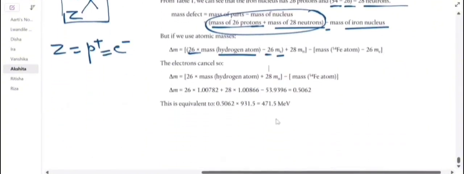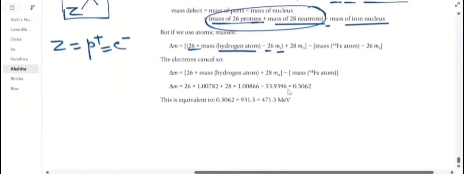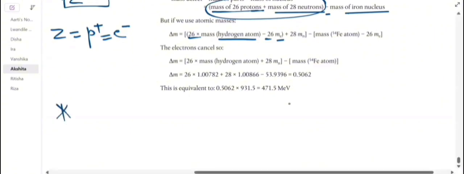In the table, when we have sorted it, simplified it, we got the answer 0.50, which is equivalent to 931.5 multiply, so 471 MeV of energy. Any doubts? You want to ask anything out of it? Okay. So now let's do the next topic, that is binding energy per nucleon.